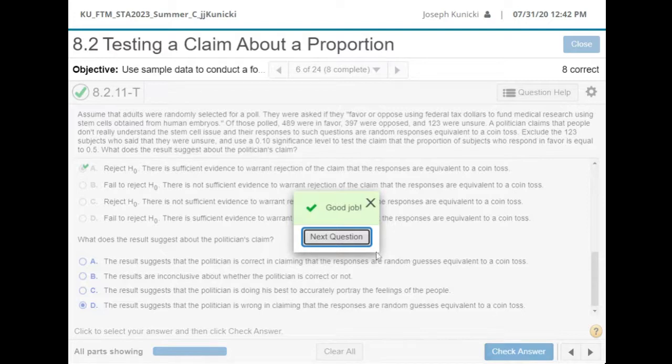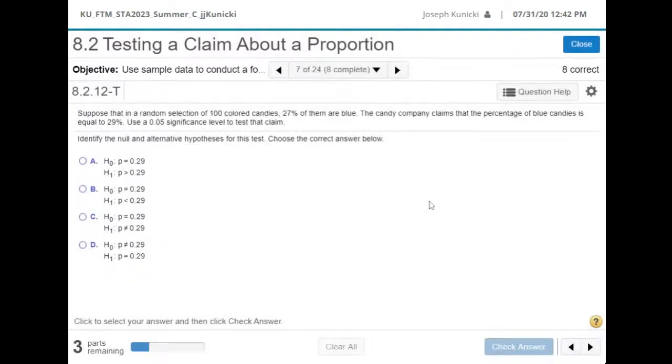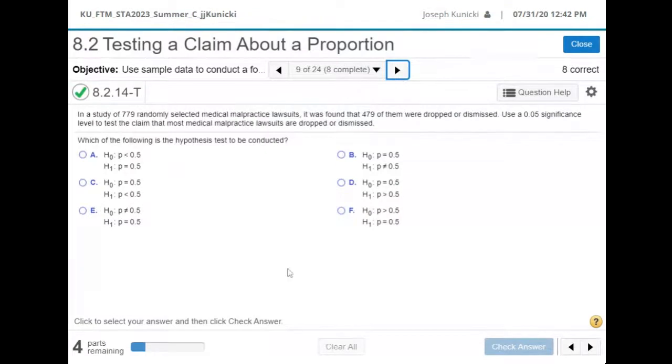Okay, next question. The next question is going to be similar. We'll do number 14. I think it's a pretty similar problem. Yeah. So we could do this one fairly quickly.